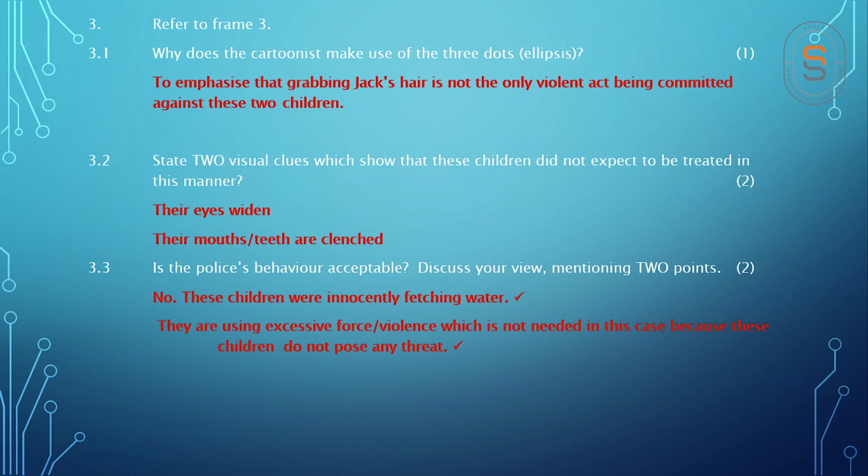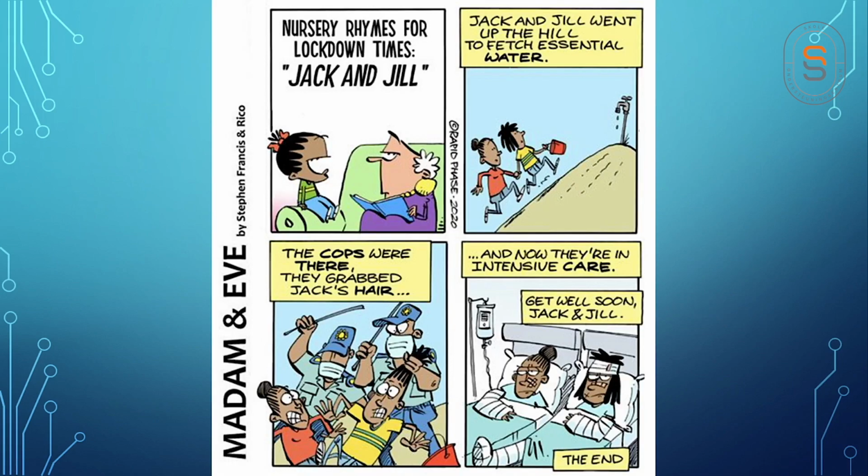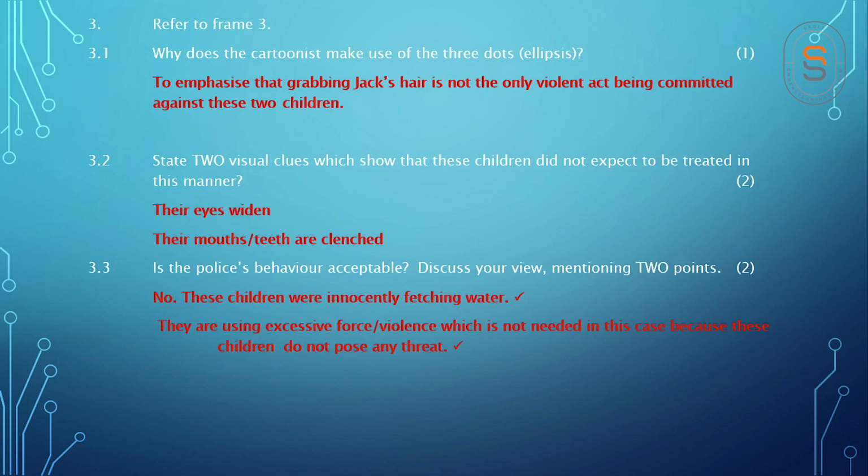Why does the cartoonist make use of the 3 dots, the ellipses? Now let's have a look at frame 3, right? The cops were there, they grabbed Jack's hair, ellipses. Now the function of an ellipsis is either to make you think or to show you that something has been left out. So maybe the answer is in the something that's been left out. Right? It's to emphasize that grabbing Jack's hair is not the only violent act being committed against these 2 children. Right? So there's a lot of other things as well.